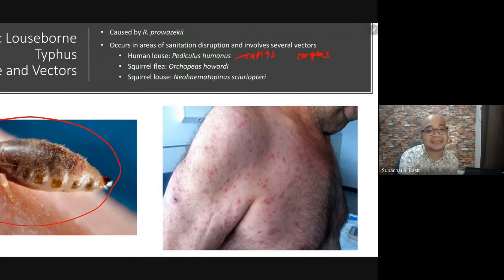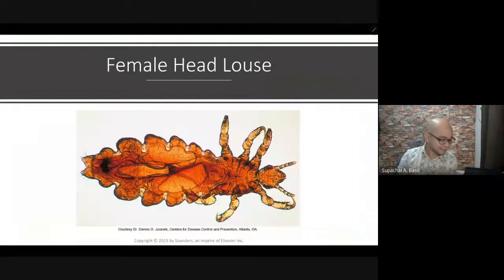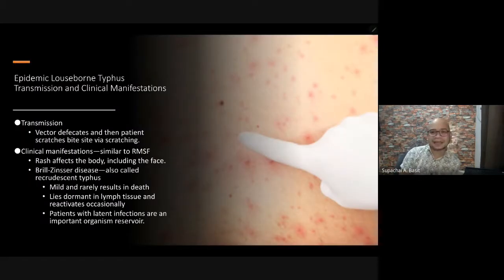Okay. Squirrels would also have fleas, so we call it Orchopeas howardi. And squirrels would also have lice, so we call them Hemodipsus sciuropteri. Okay, let me say it again. So that's the squirrel louse. Okay, so it's a female head louse. So this louse may actually carry the etiologic agent of epidemic typhus, which is also known as the Brill-Zinsser disease.